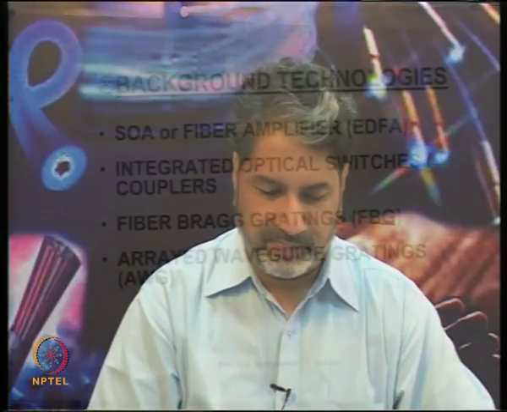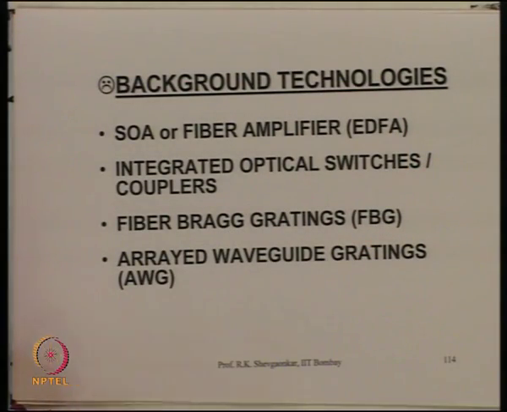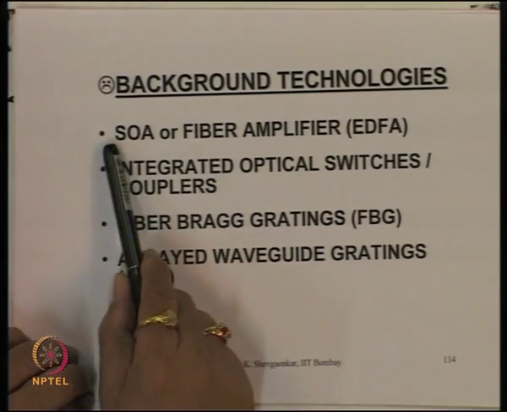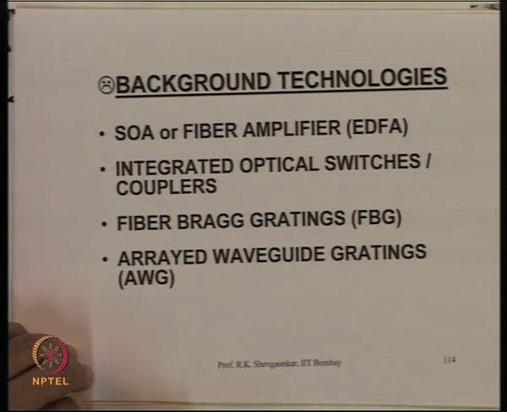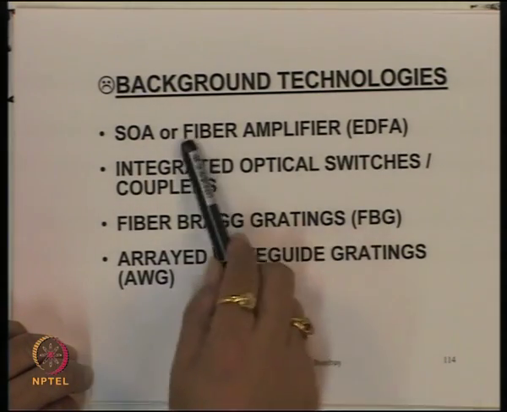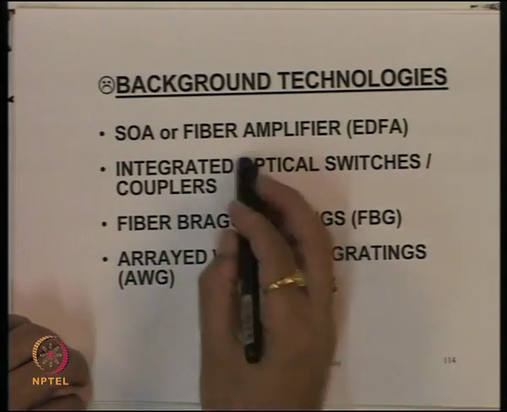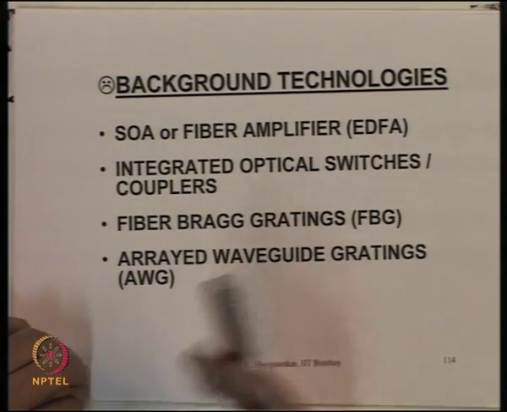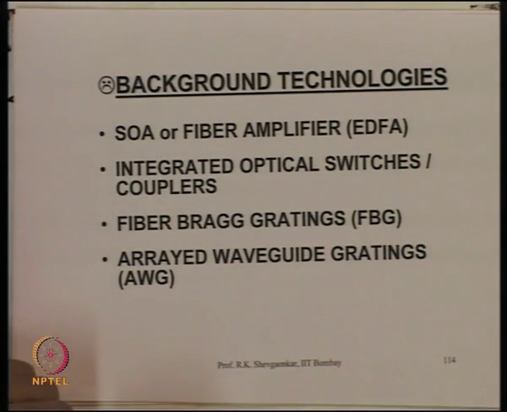So component wise, if I now look at what are the components which we require, what is the background technology which we need for a WDM system as a whole. We will require amplifiers. The amplifier could be either semiconductor optical amplifiers, or fiber based amplifiers, and in that we have the EDFA, erbium doped fiber amplifier. We will discuss all these things in detail. Or we can have an amplifier called the Raman amplifier.